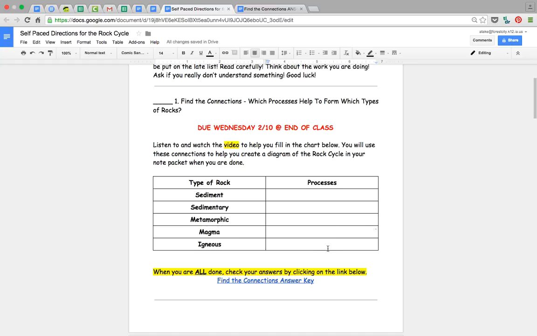Finally, let's talk about igneous rocks. Remember, igneous rocks can form inside the earth or outside of the earth, but no matter what, igneous rocks always form when magma cools and hardens and becomes a solid rock once again. Go ahead and add the name of the one process we learned that helps with this to the box on the right.